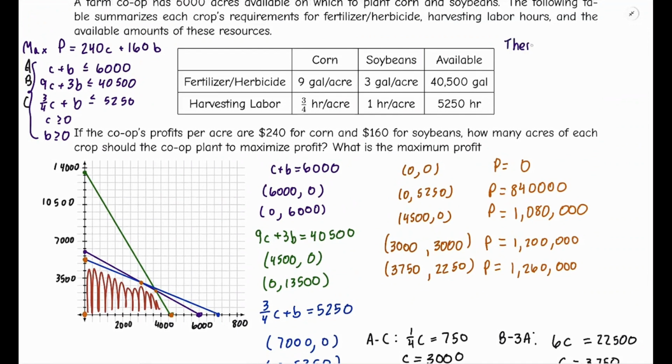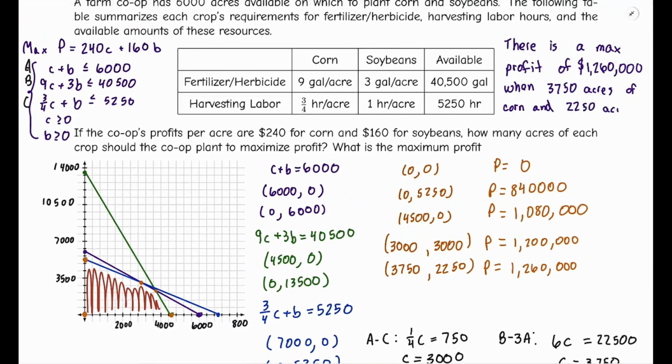So our answer is there is a max profit of $1,260,000 when 3,750 acres of corn and 2,250 acres of soybeans are planted.